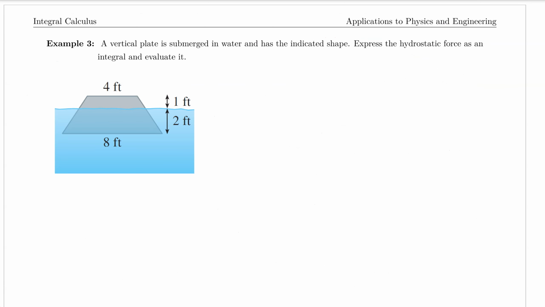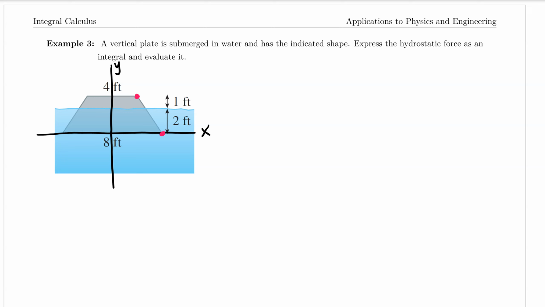All right, so in example 3, we have another vertical plate, and we're asked to find the hydrostatic force. Now, this is the first example that we're taking a look at where only part of the plate is submerged, and so that's going to affect things a little bit differently. I still want to make sure that my x-axis aligns with the bottom of the plate, and then I'm going to have my y-axis go through the center like normal. And now I want to identify these ordered pairs in quadrant 1.